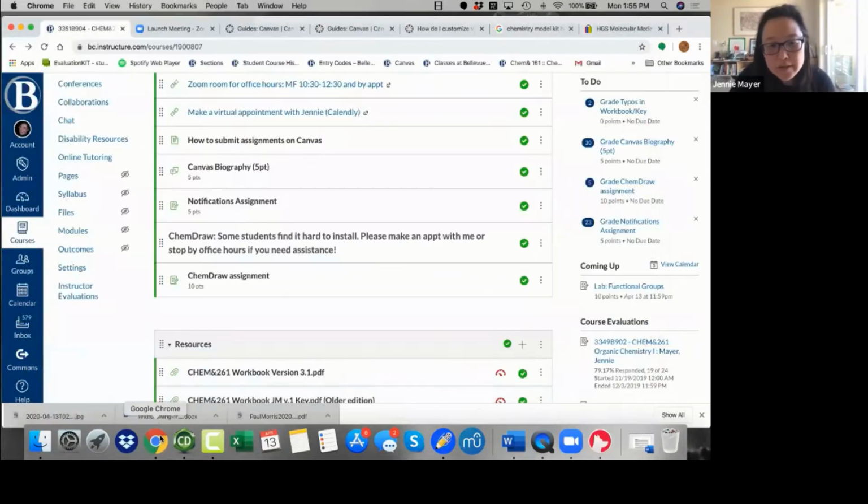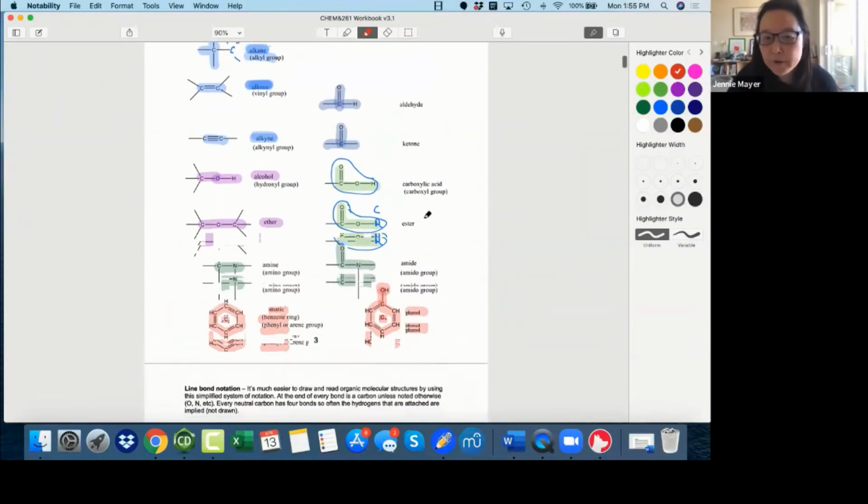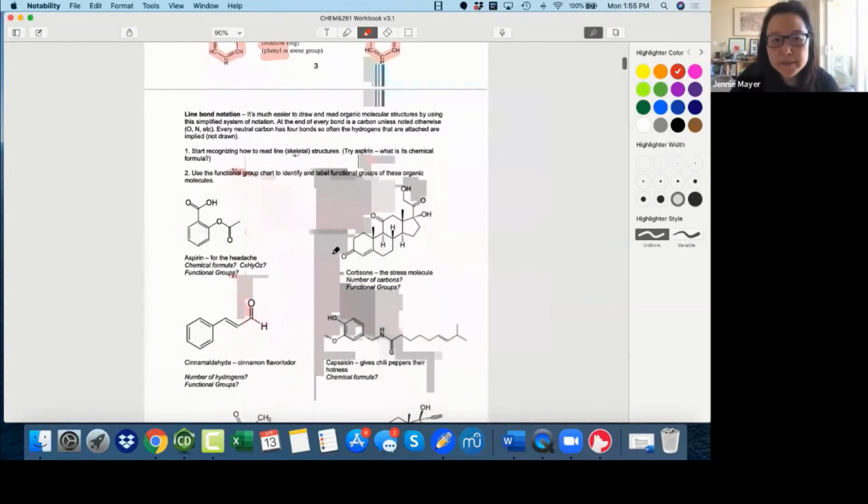Okay, so on your own, when you can, just refer to this page and start learning these. The more familiar you are, the more it's going to help you this year in organic chemistry.